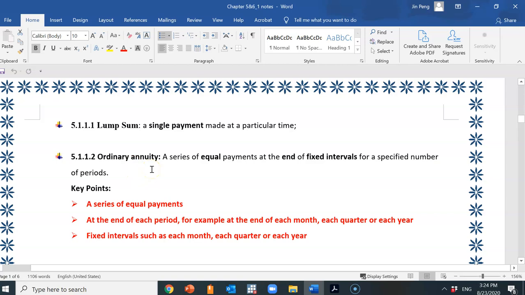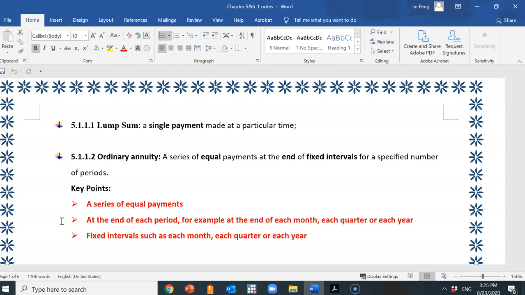Okay, the second type of cash flow is ordinary annuity. It is a series of equal payments at the end of fixed intervals for a specified number of periods. There are 3 criteria or three key points to tell if it's an ordinary annuity or not. First, it has to be equal payments. Second, it has to be at the end of each period, for example, at the end of each month, quarter, or year. Third, it has to be fixed intervals, such as each month, quarter, or year.